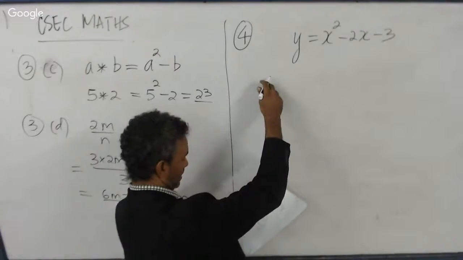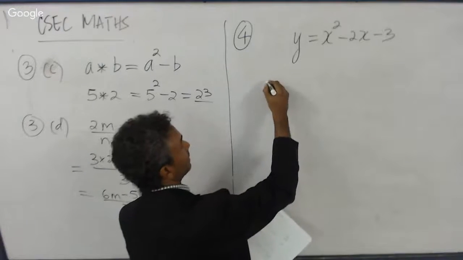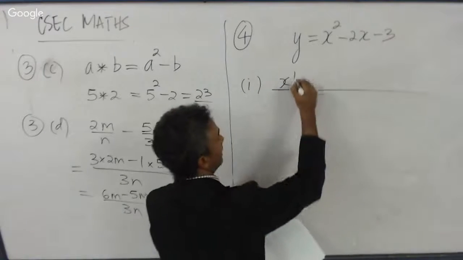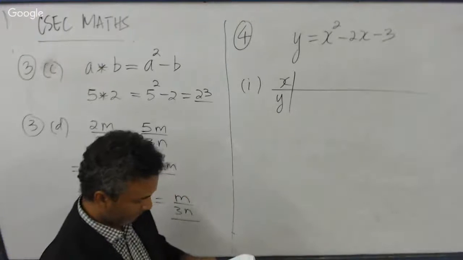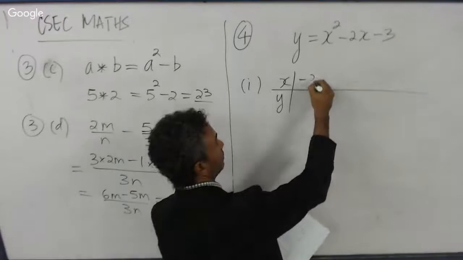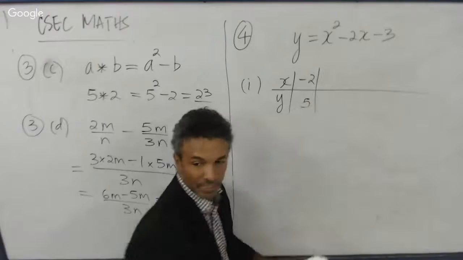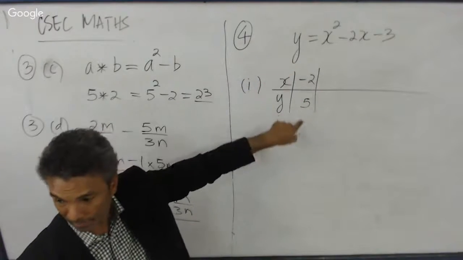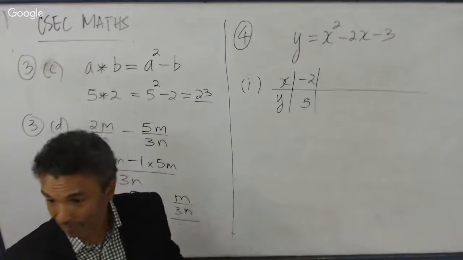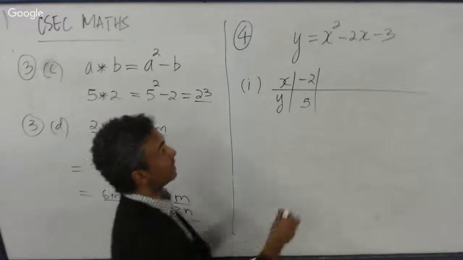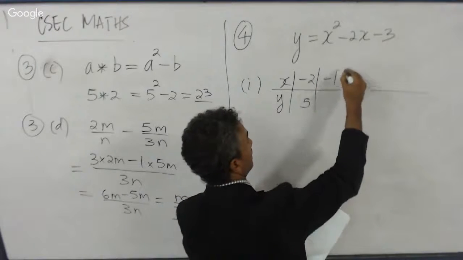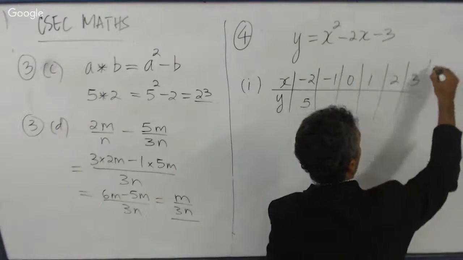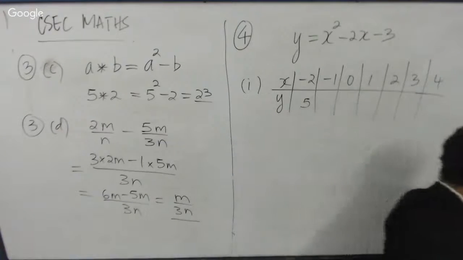Copy and complete the table. Part 1, x, y. We're going from -2 to 4. That's -2, 5. In the exam, if you're not so sure, you could substitute one of their values and see if you get it. You don't have much time in the exam, but if you're not so sure, try one of theirs. -1, 0, 1, 2, 3, 4.